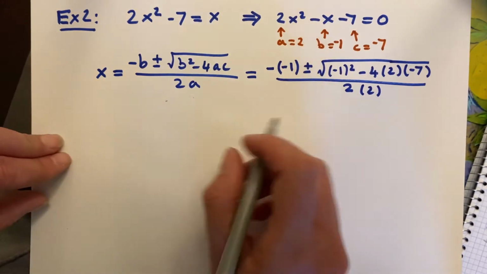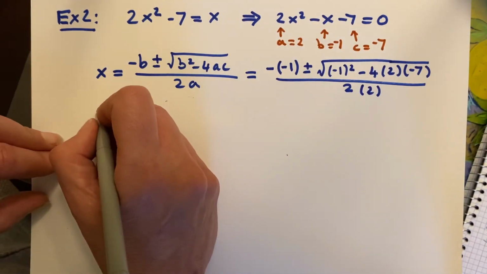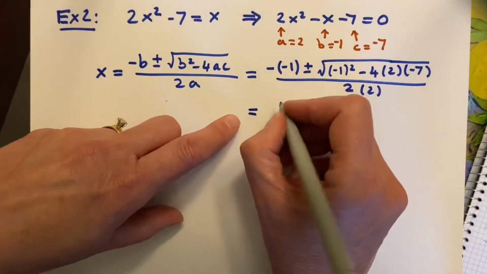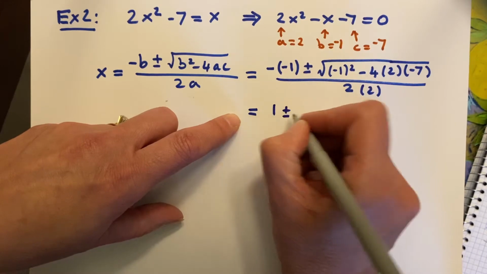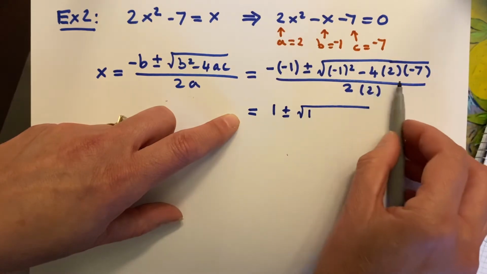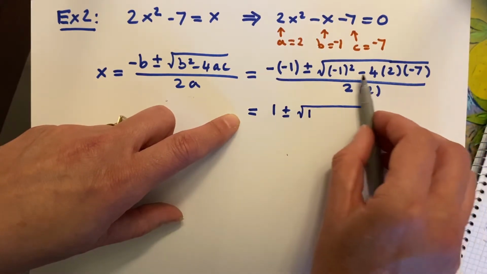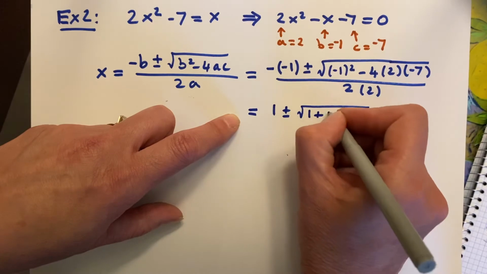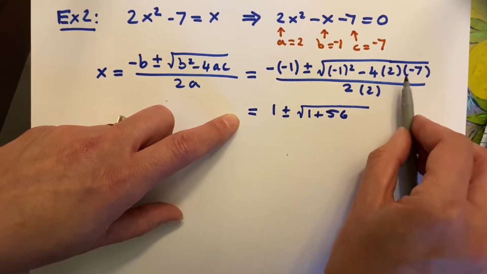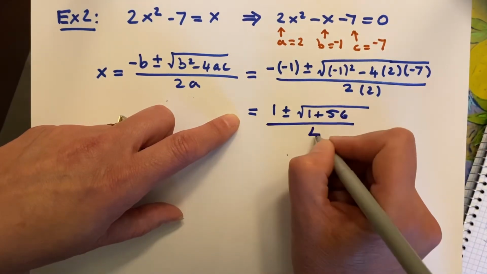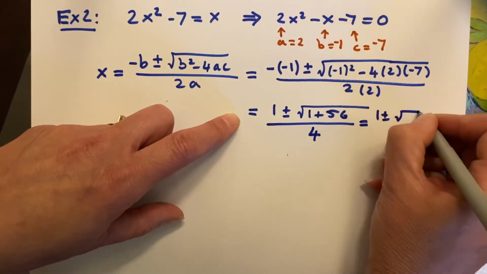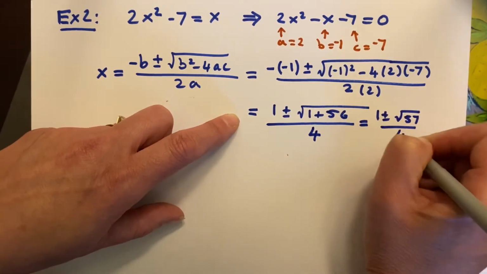All right, we've written it all down. Now it's getting down to the nitty-gritty of doing it piece by piece. I'm just going to do it underneath, and then we'll probably work out the answer in this corner. 1 plus or minus the square root of 1. 4 times 2 is 8, times 7 is 56. It's a positive 56 because I'm multiplying two negatives. If there were a third negative, this would be a negative number, over 2 times 2, which is 4, which is going to equal 1 plus or minus the square root of 57 over 4.